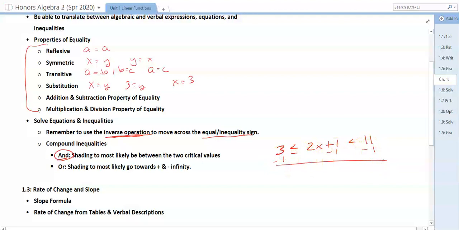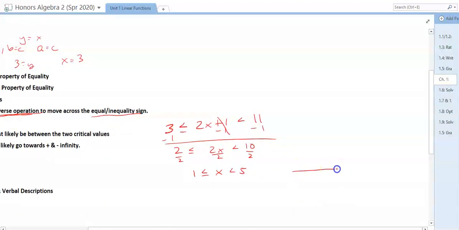take each piece, right? We're trying to get the middle to where x is by itself. So 2 less than or equal to 2x less than 10. And then we can divide by 2 to get the x by itself. So 1 less than or equal to x less than 5.